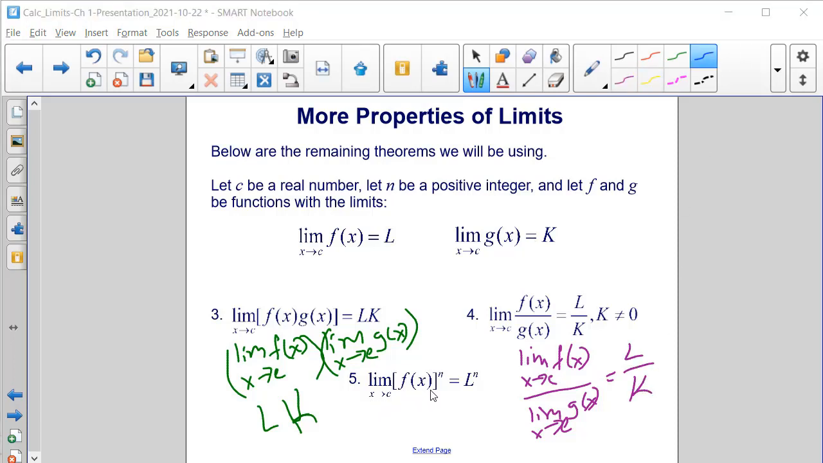And the last property that we have here is that the limit of f of x raised to the n power as x approaches c is equal to L raised to the n power. Well, we can rewrite this as the limit of f of x as x approaches c, this whole quantity raised to the n power. And when we evaluate the limit of f of x as x approaches c, it is equal to L, and then L is raised to the n power.